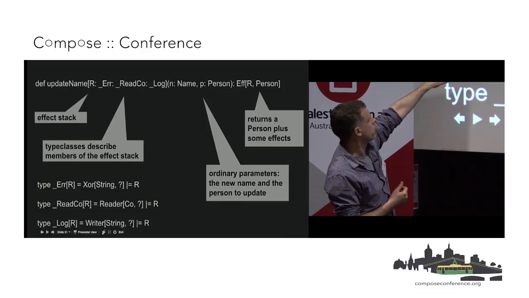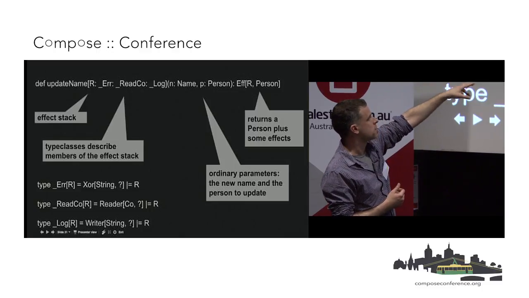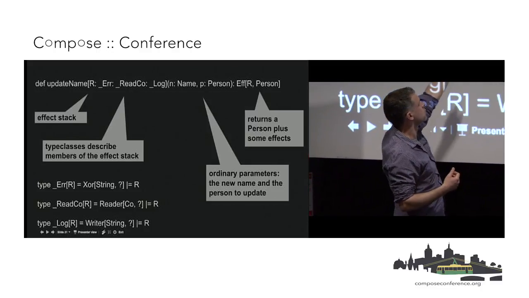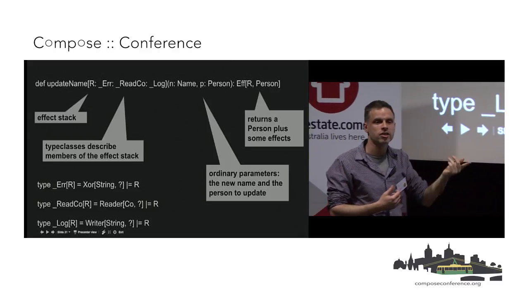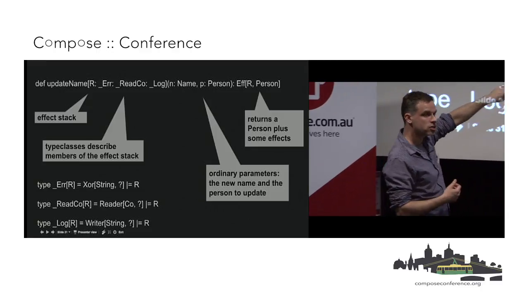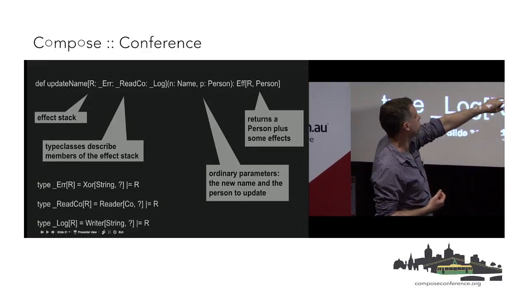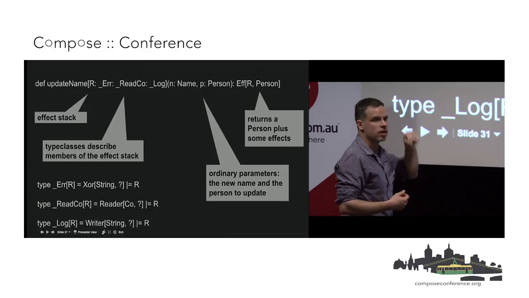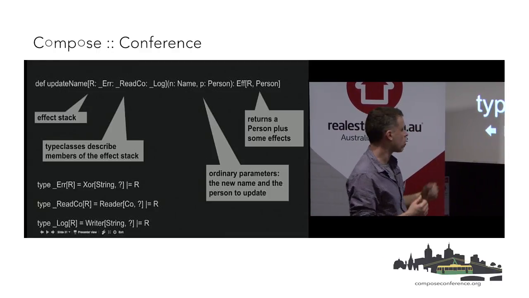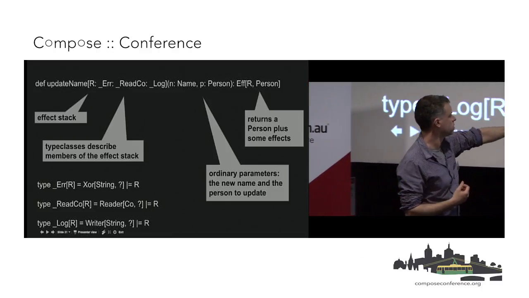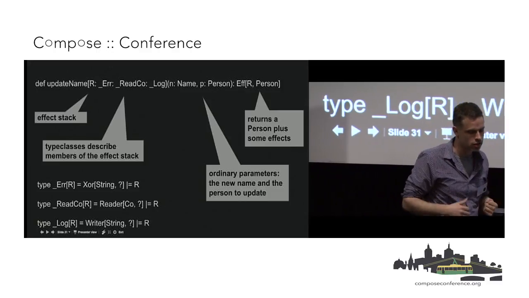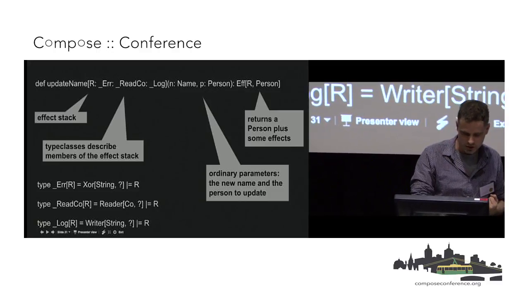There must be an error effect. An error effect says that this computation can fail with an error message. Xor is the Cats equivalent of disjunction, which we saw in Sharon's talk this morning. It's got dependency injection. It's got the reader monad present. So this method requires some configuration to be injected later. And it also needs to do some logging. So it's got a logging effect present, which is a writer monad of string, which means it can emit some additional information as a side effect of the computation.